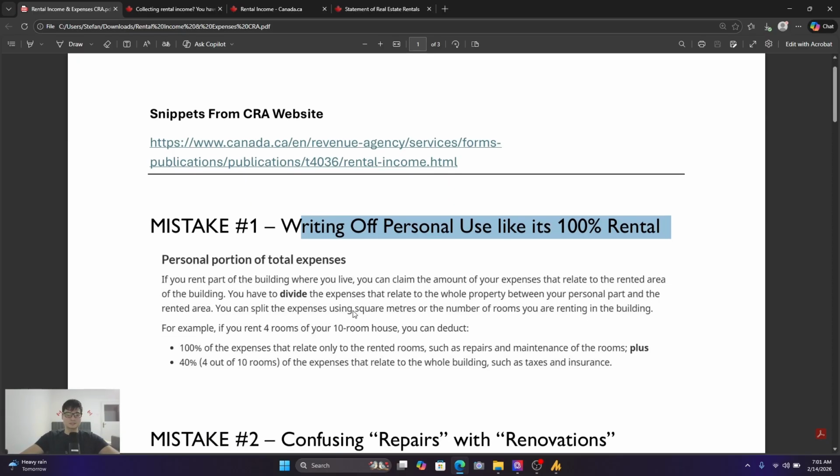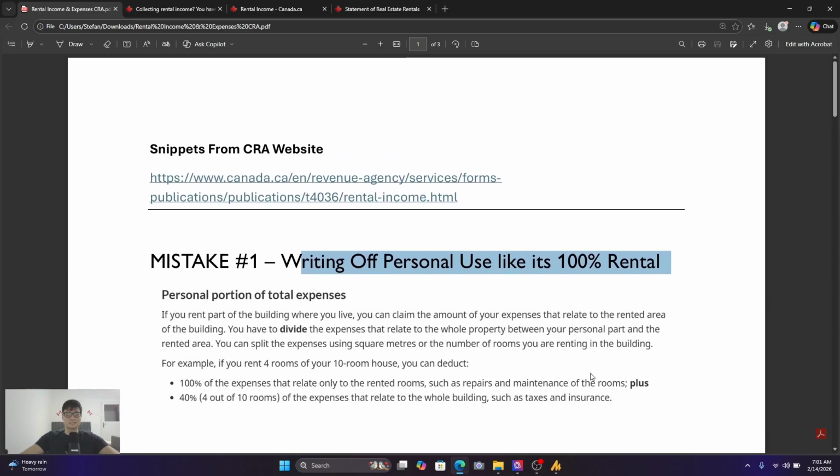So if you look at the CRA website, they have an example here where they say, if you rent part of the building where you live, you can claim the amount of your expenses that relate to the rented area of the building. You have to divide these expenses that relate to the whole property between your personal part and the rented area. And then they have a really good example here where it says, if you rent 4 rooms of your 10-room house, you can deduct 100% of the expenses that relate only to the rented room, such as repairs and maintenance, plus 4 out of the 10 rooms of the expenses that relate to the whole building, such as taxes and insurance. So what are they saying here?